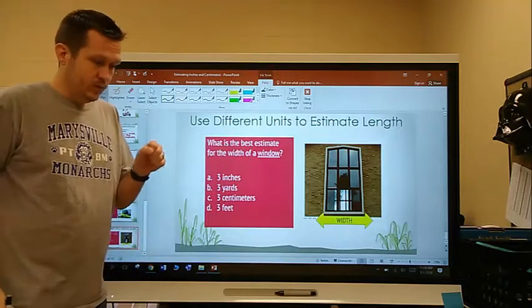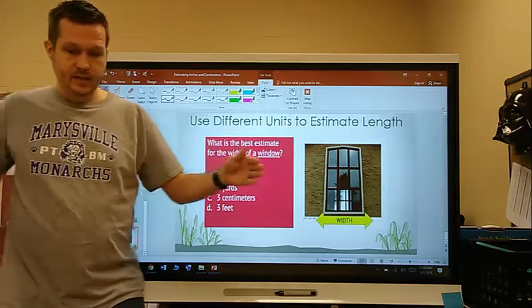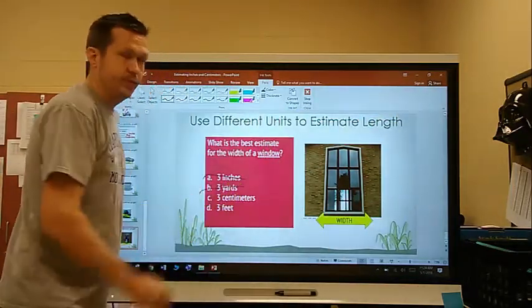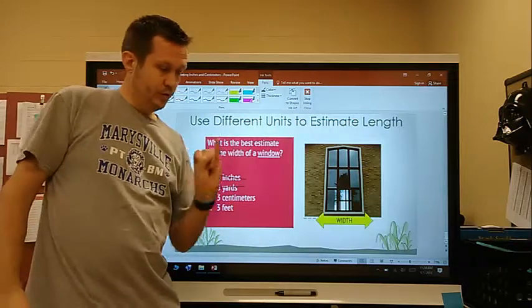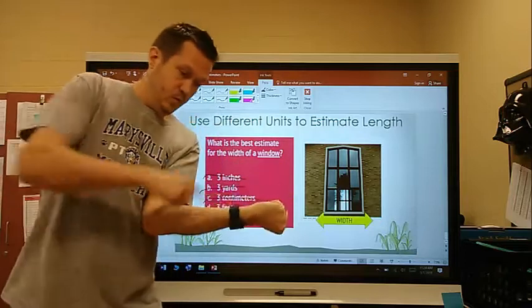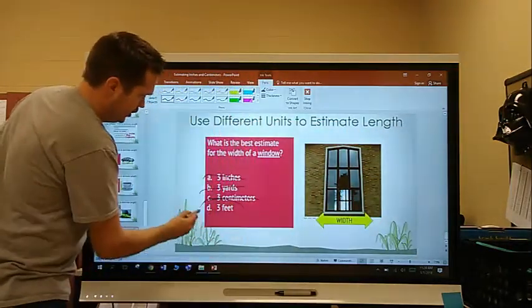So 3 inches, 1, 2, 3, way too small. 3 yards, that'd be 1, 2, that's probably way too big. 3 centimeters, 1, 2, 3, way too small. 3 feet, 3 of these, 1, 2, oh, that's about the width of a window for sure.